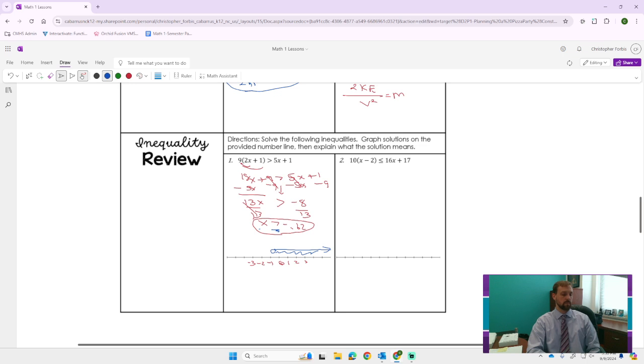Okay. Very cool. All right, the next one. I'm going to distribute the 10. So I get 10x minus 20 is less than or equal to 16x plus 17. Again, solve the same way I've been doing. Subtract 10x, subtract 10x. I get 6x. Subtract 17, subtract 17. I'm getting negative 37.